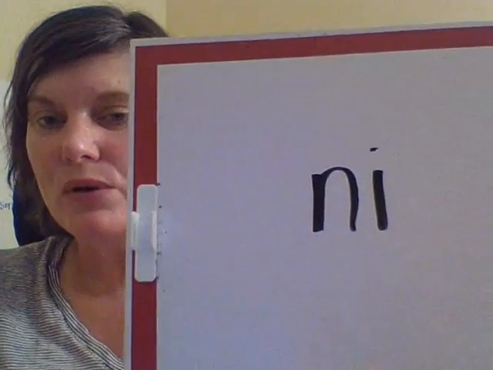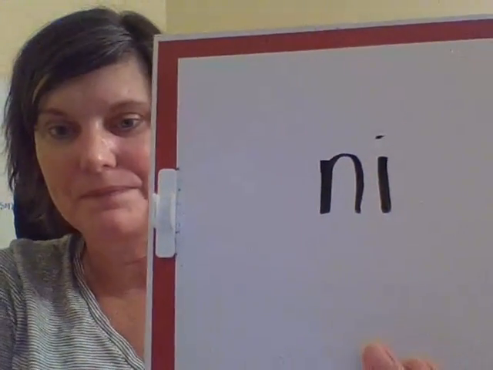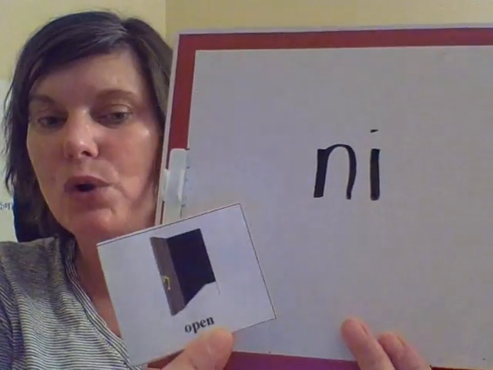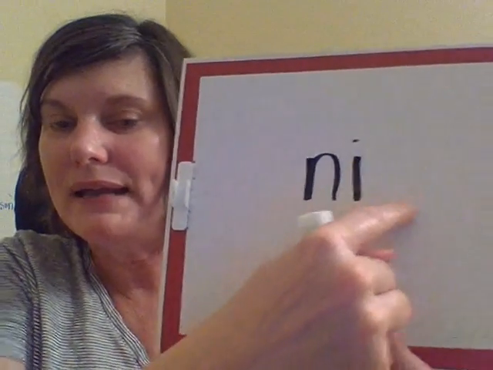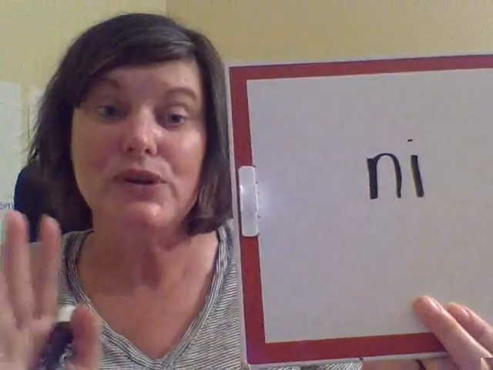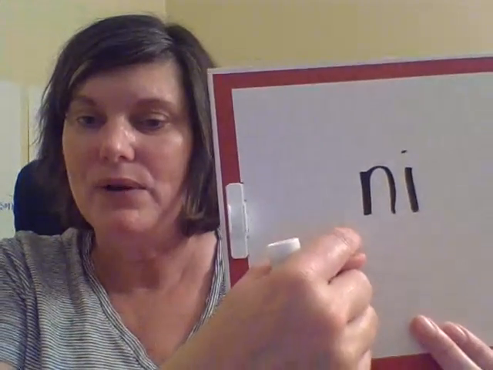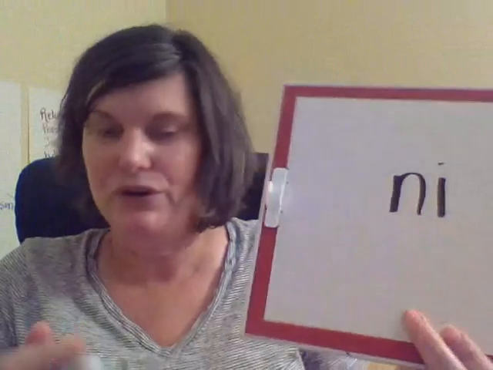Is this an open or closed syllable? You're right. It's an open syllable because there's not a consonant blocking the vowel from saying its name. So it's going to make a long I. Here we go. Nigh. Good.